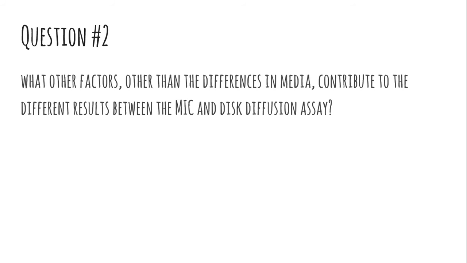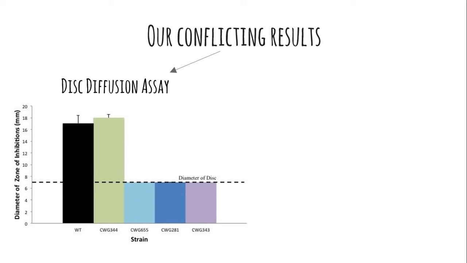The next question that we're going to investigate is whether other factors, such as growth conditions or incubation temperature, could be contributing to the different results in our MIC assay and disc diffusion assay. We completed our disc diffusion on all of our experimental strains, and as seen from the graph on the left, the WZB mutant CWG344 was the only strain that displayed erythromycin sensitivity to the same extent as the wild-type strain E69. All other strains, including CWG655, CWG281, CWG343, displayed resistance to the erythromycin discs.